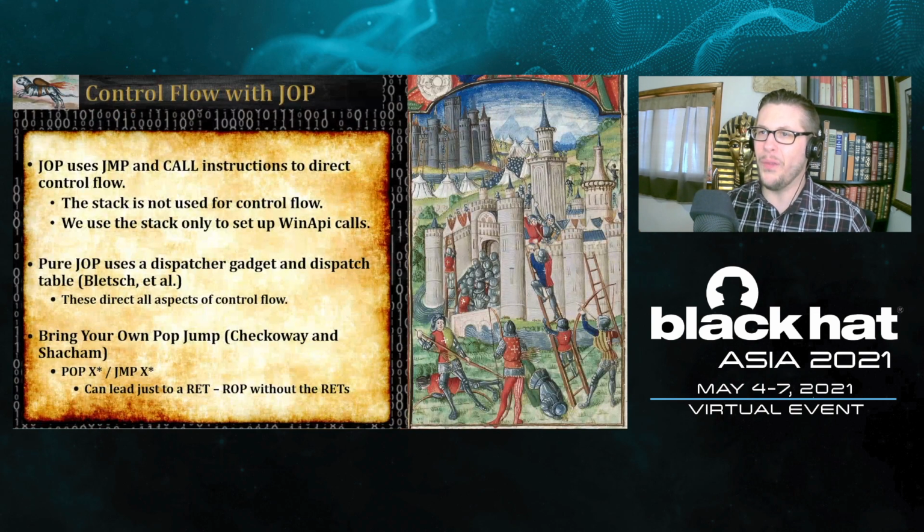So control flow with JOP: no returns, no stack. We don't use them for control flow. Instead, we're going to use the jump and call instructions. Still, we will also use the stack, but only for API calls. Pure JOP will use a dispatcher gadget and dispatch table as the means to direct control flow. Another style is the bring your own pop jump, which is effectively ROP without the rets. And we'll talk about that later on.